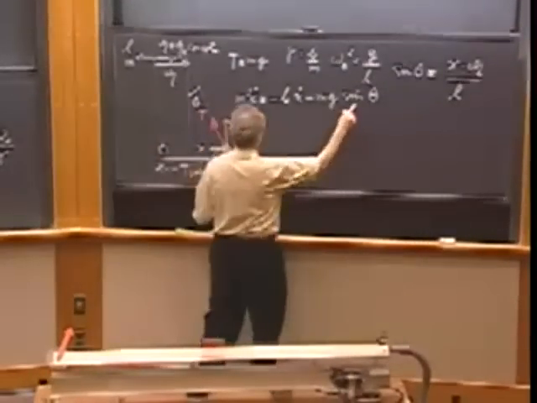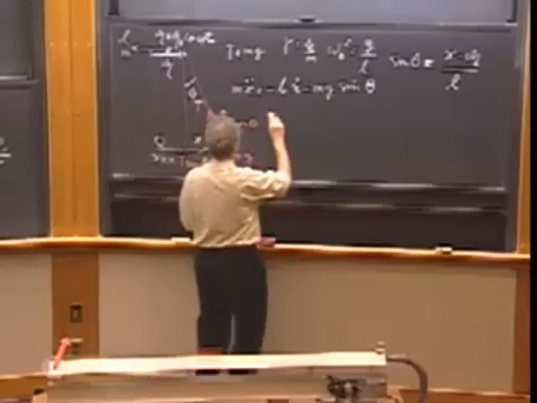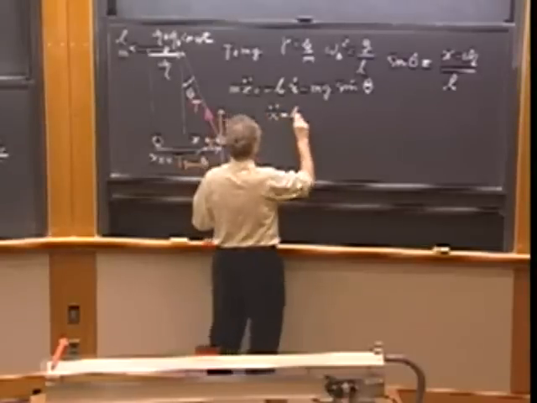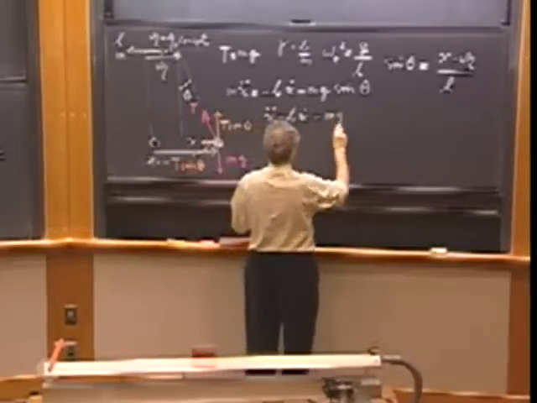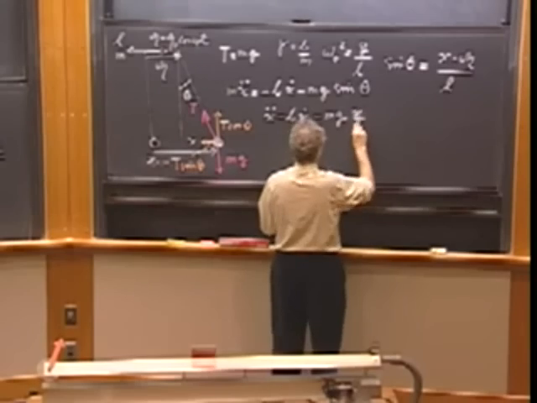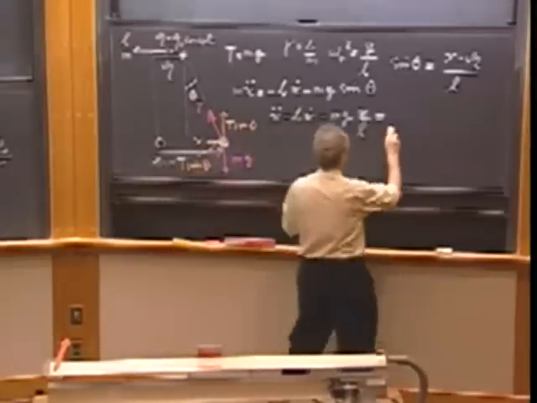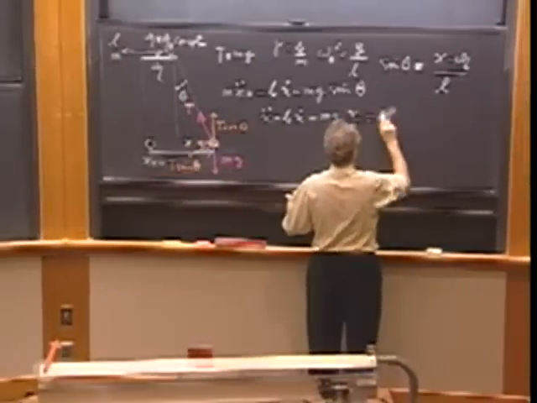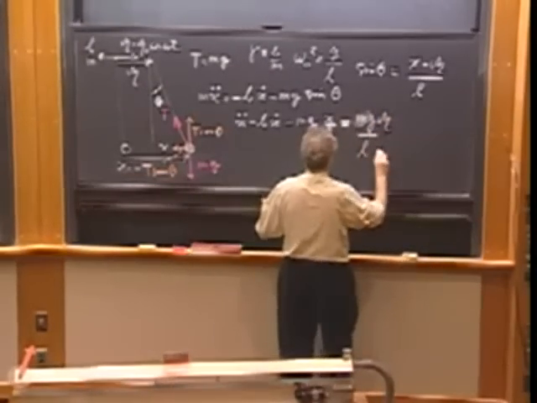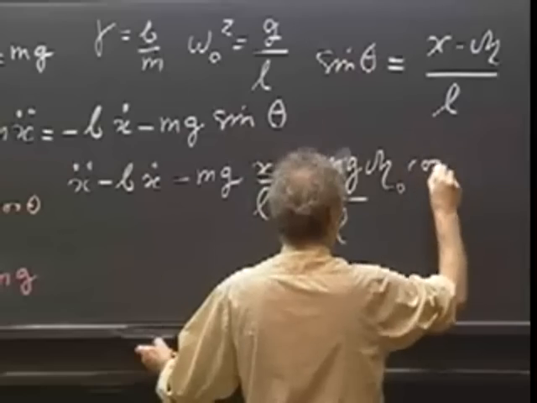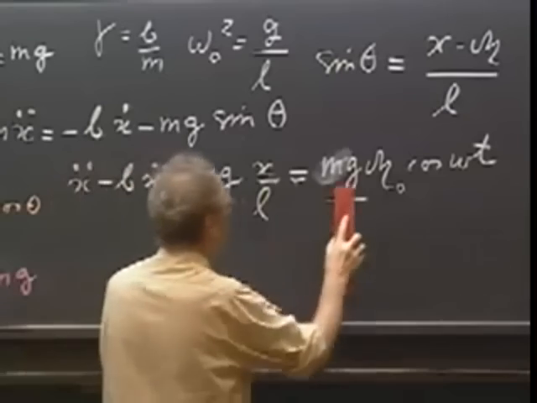And so I'm going to substitute that in here, and I'm going to divide by m. No, let's not divide by m yet. Let's just say m x double dot minus b x dot, and now we get minus mg times x over L. And now we bring Walter Lewin to the other side. And so we get plus mg times eta divided by L. And eta is eta 0 times cosine omega t, because I am moving my hand, that eta is a function of time.